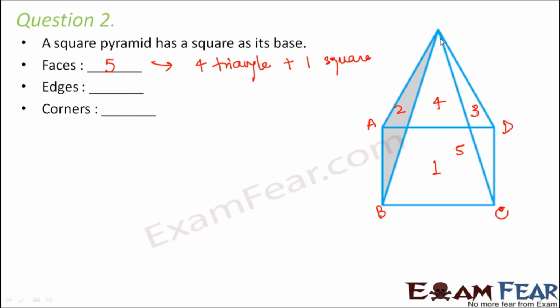How many sides do we have? Let's count the line segments. So this is 1, this is 2, this is 3, this is 4, this is 5, this is 6, this is 7 and this is 8. So there are total 8 edges. How about corners? So this is one corner because here the edges meet. This is another corner, this is another corner, this is another corner and this is yet another corner. So there are 5 corners or 5 vertices.